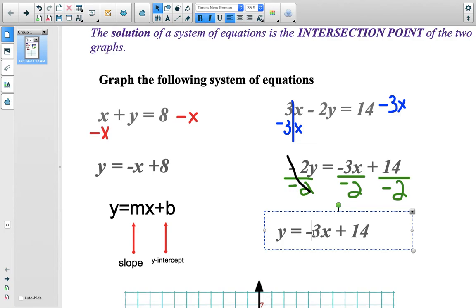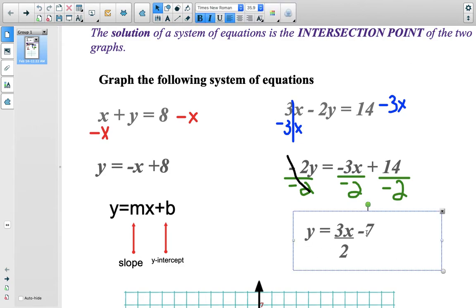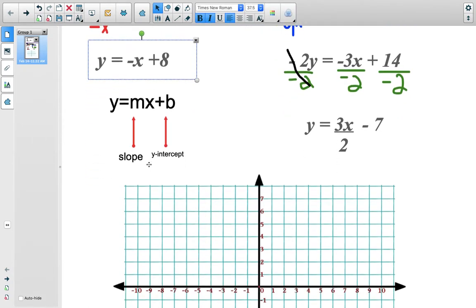-3x divided by -2. So I'm just going to leave it. Negative divided by negative is positive. And what I'm going to do here is write it as a fraction. So I'm going to keep it in fraction form. So it's 3/2 x. And then 14 divided by -2 is -7. So there's my equation. So now for both of these equations, I have my slope and my y-intercept.